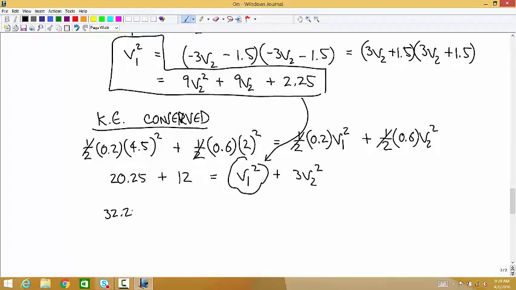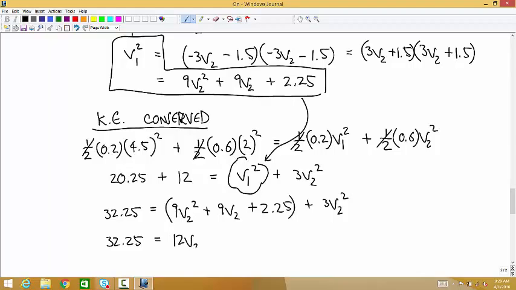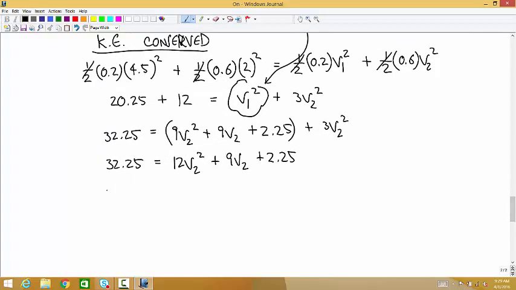And we get 32.25 is equal to 9V2 squared plus 9V2 plus 2.25 plus 3V2 squared. So you get 12V2 squared plus 9V2 plus 2.25. Solve for V2. You can use the quadratic formula. So 12V2 squared plus 9V2 minus 30 is equal to 0.